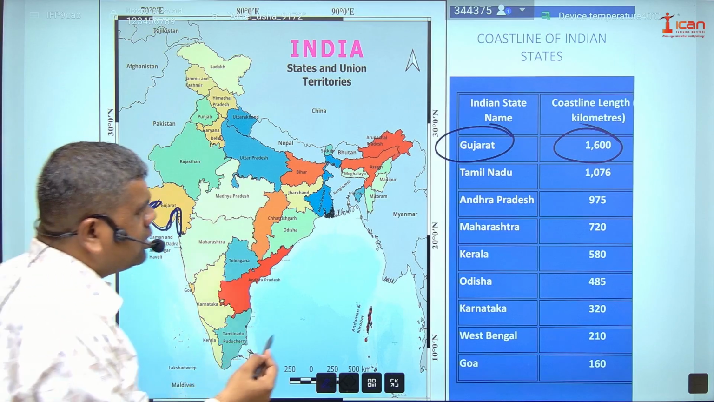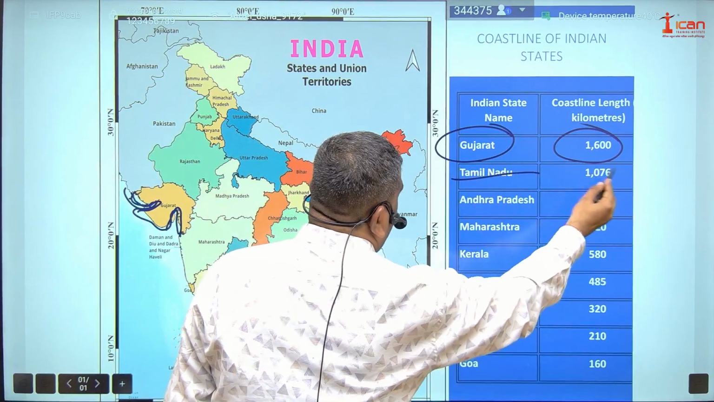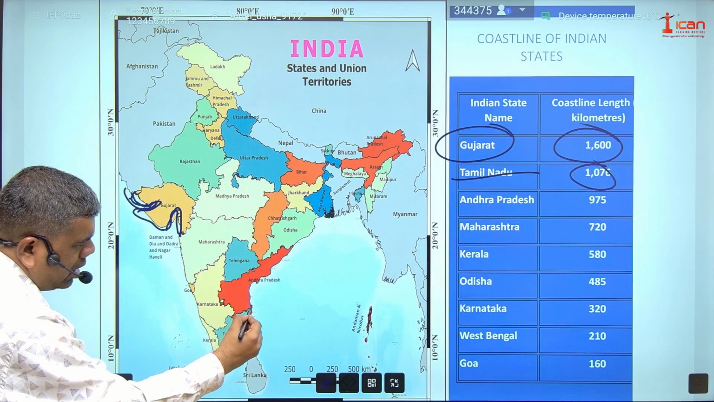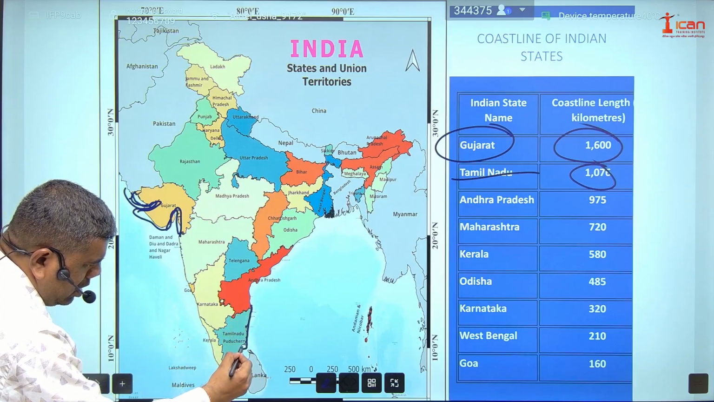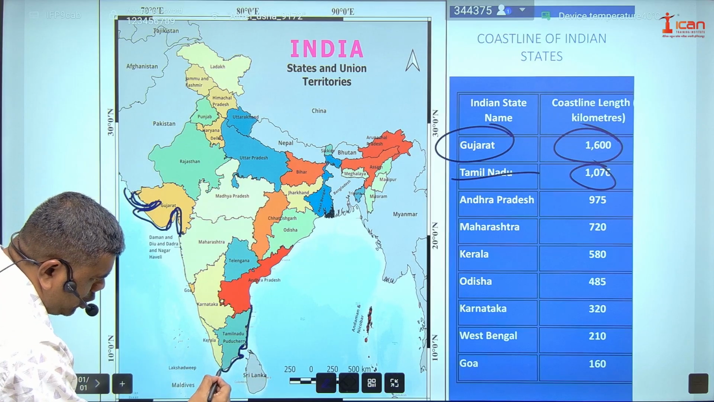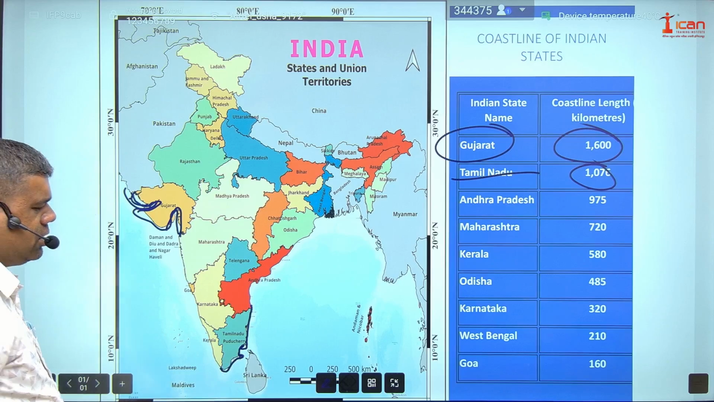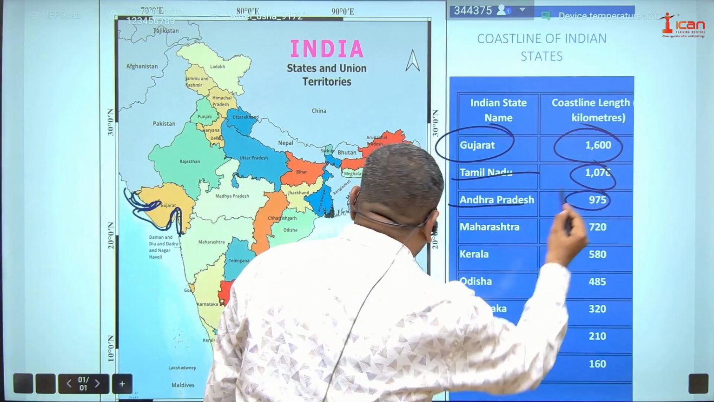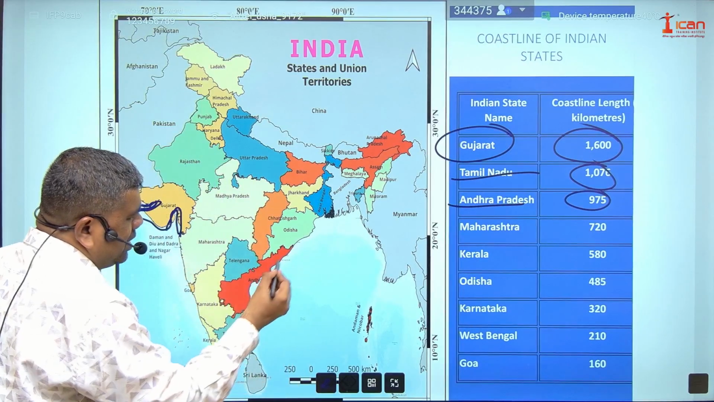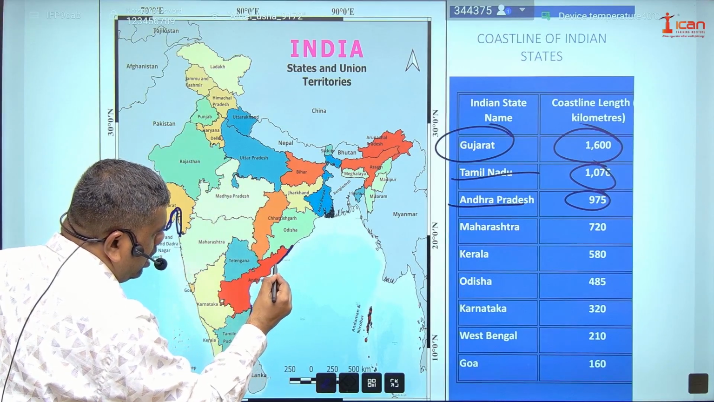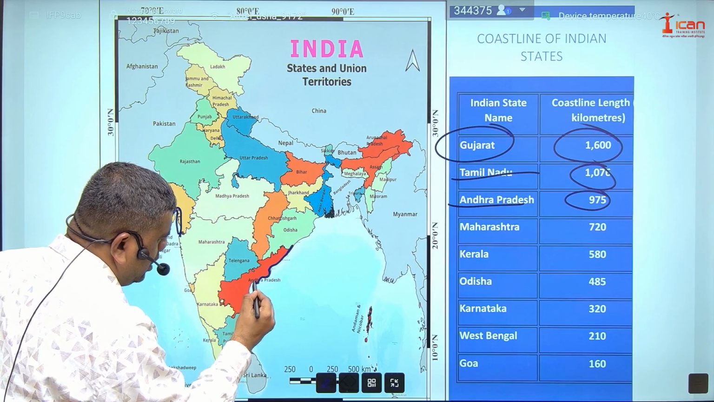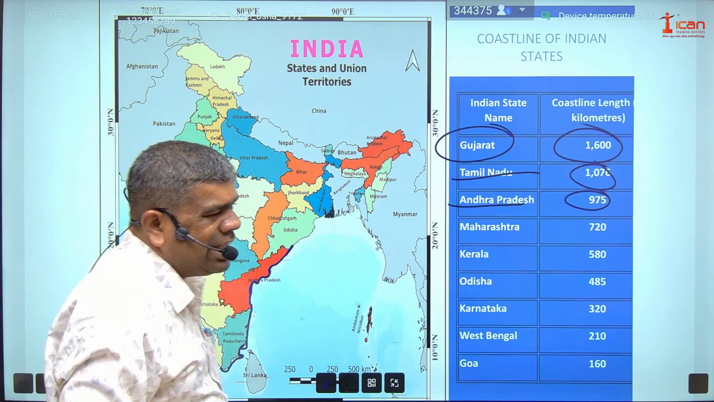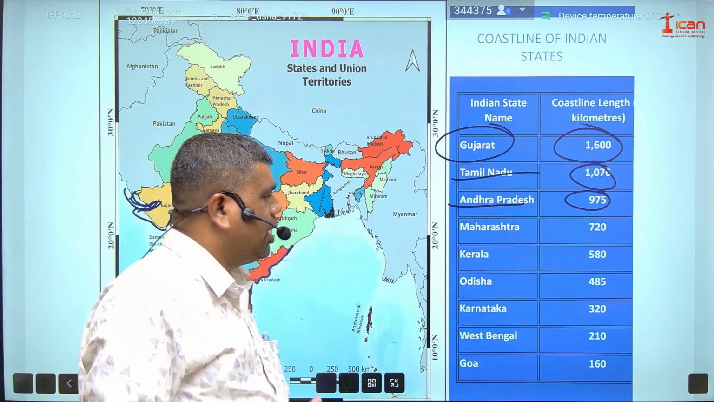Okay. Then Tamil Nadu. Tamil Nadu is a big state, 1076. What happens with Tamil Nadu is that if you look at it, here the coastline starts here, it comes here, then again it goes almost up to here. That is why the state of Tamil Nadu has a big coastline. Then we have Andhra Pradesh, 975 kilometers. Andhra Pradesh is a big state, starts from here and comes up to here, right? Andhra Pradesh also has a few important islands. One of the most important is Sriharikota, where we do our satellite launches.